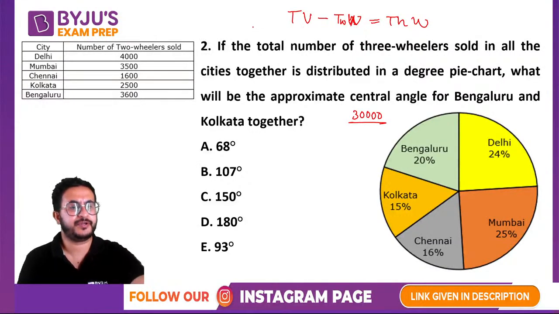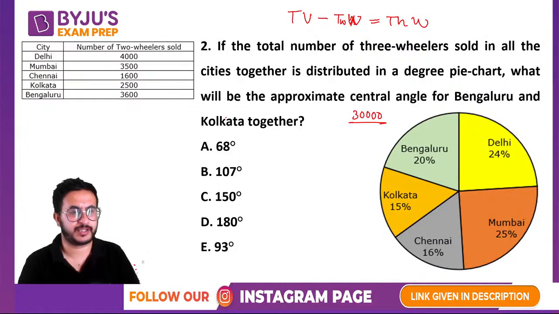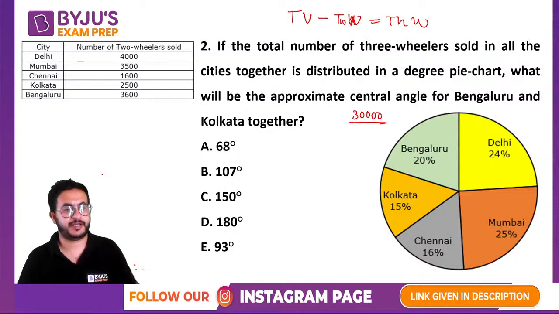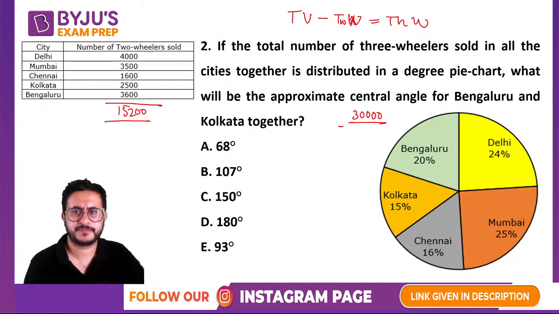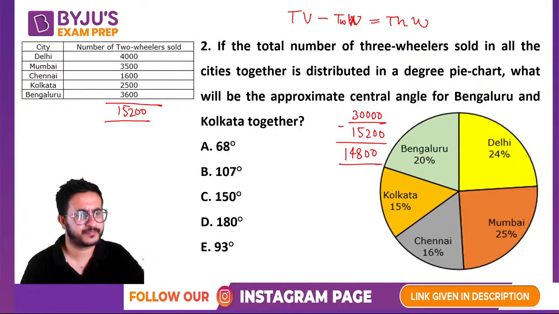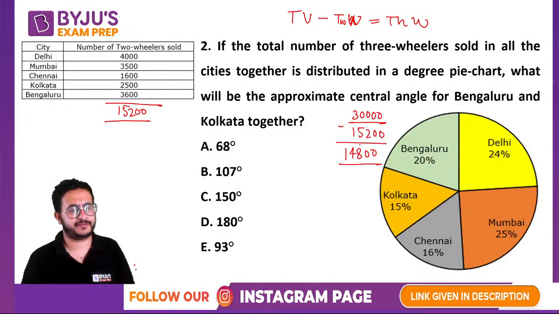But we do not need to calculate for all. See, what we need is just Bengaluru and Kolkata, with respect to the total, right? Can we get the total from here? Yes, we can. So suppose there are a total of 30,000 vehicles. Minus how many two-wheelers are there? Just add this: 75, 100, 152. So that is two-wheelers. So three-wheelers will be 14,800. We can directly calculate the total number of three-wheelers, right?